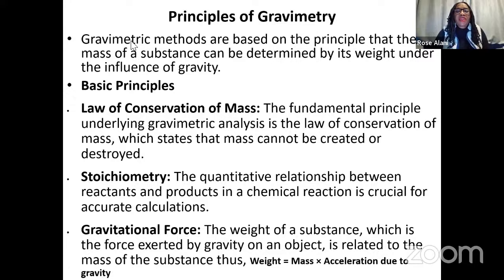Principles of gravimetry. Gravimetric methods are based on the principle that the mass of a substance can be determined by its weight using the influence of gravity.